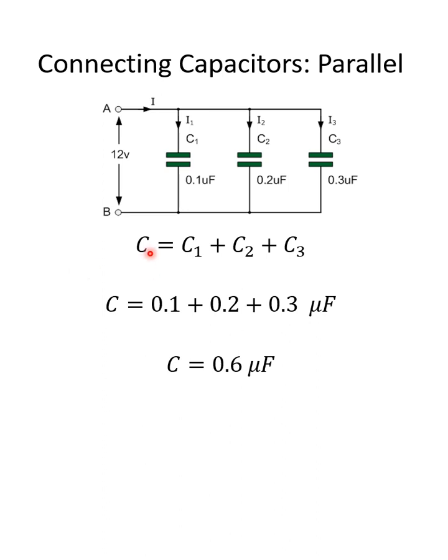They're in parallel, so the total capacitance, or the equivalent capacitance, is C1 plus C2 plus C3. Very easy calculation. 0.1 microfarads plus 0.2 plus 0.3. So we get a total capacitance of 0.6 microfarads. It's as if we could pull out all three of these and just replace them with simply one 0.6 microfarad capacitor, and it would do the same job.